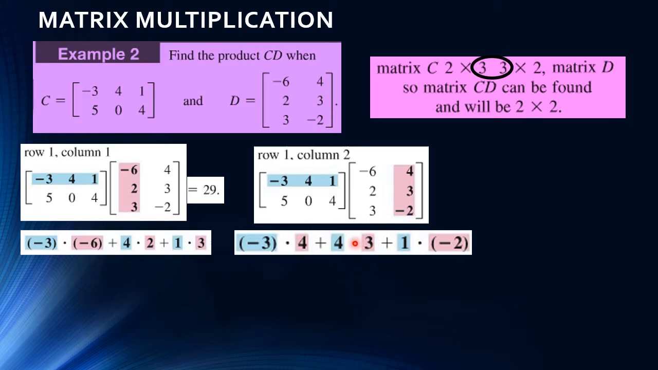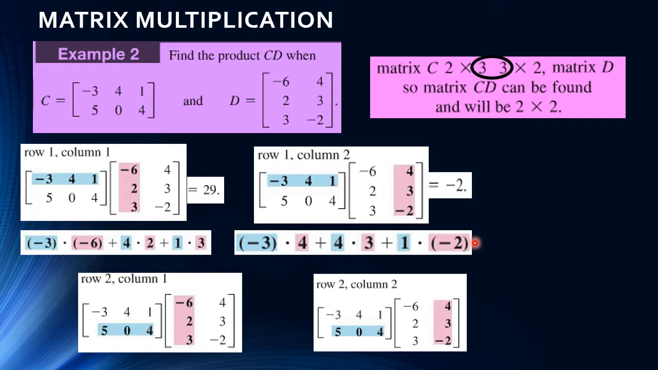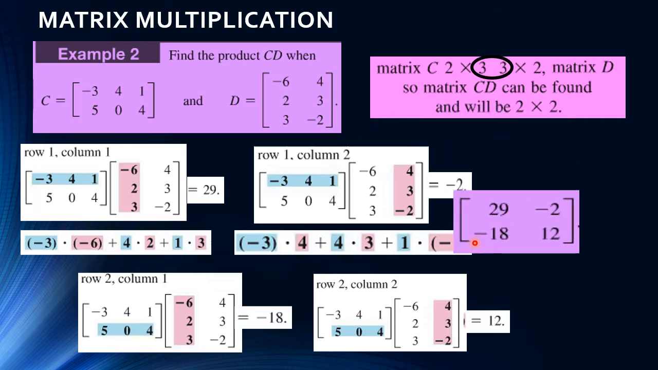I don't like that there's not parentheses in this example. There should be. Remember, you do multiplication before you do addition. You don't do this left to right. When we do that, we get the answer of -2. We can do this for the element in position 2, 1, and the element in position 2, 2, and we get -18 and 12.